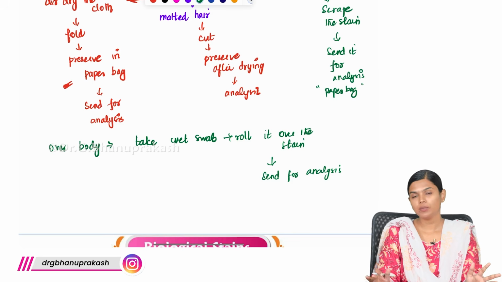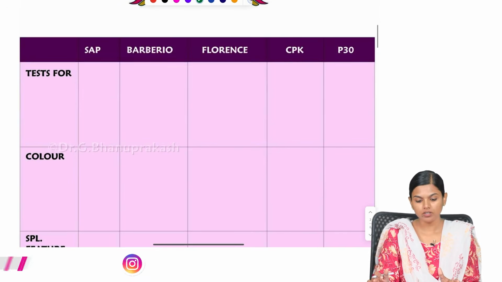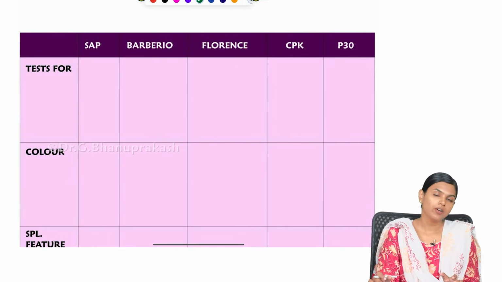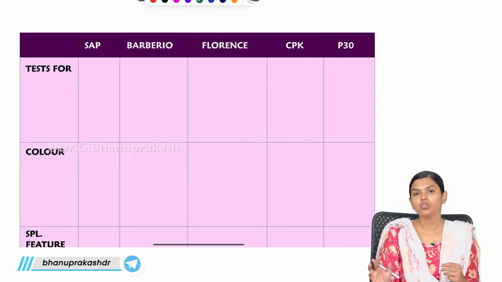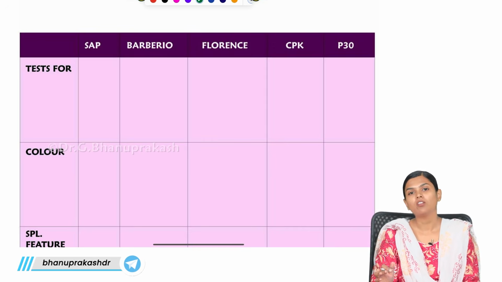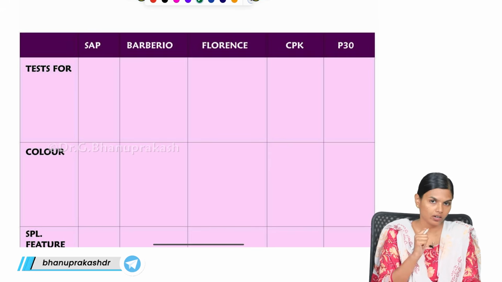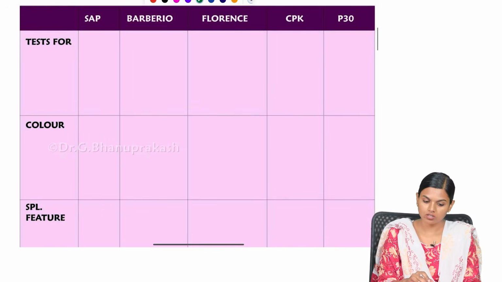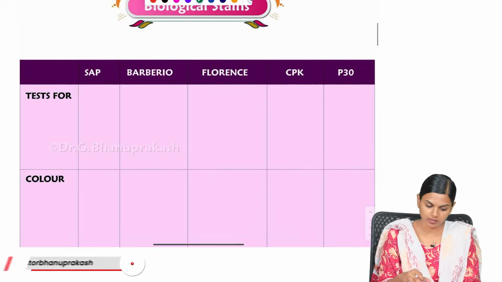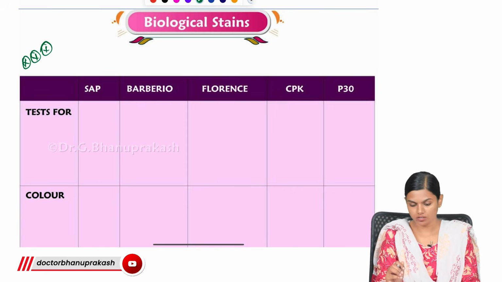So this is how preservation is normally done, and when you preserve this and send it to FSL, they will do certain testing to find out whether it is actually a seminal stain or not, whether it belongs to human or not, whether you have motile spermatozoa or not, and even DNA analysis would be done. All the analysis will be done in the FSL, and these tests are very important from the exam point of view. They have repeatedly asked these questions.